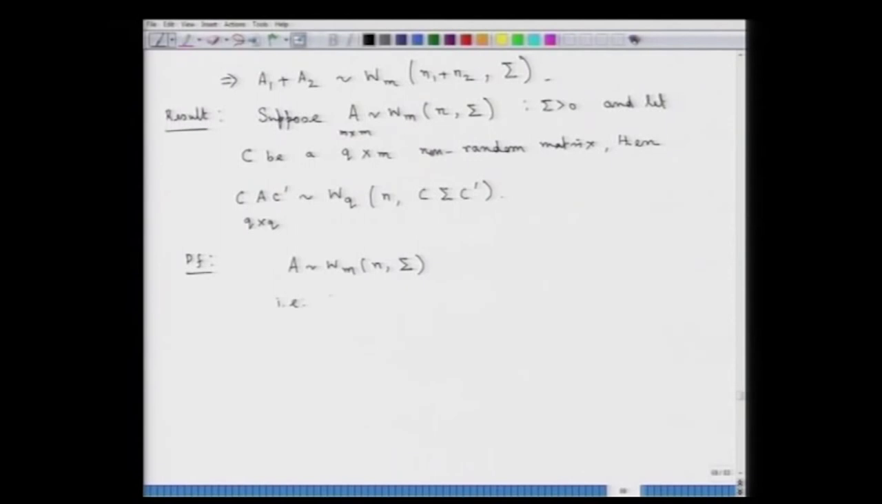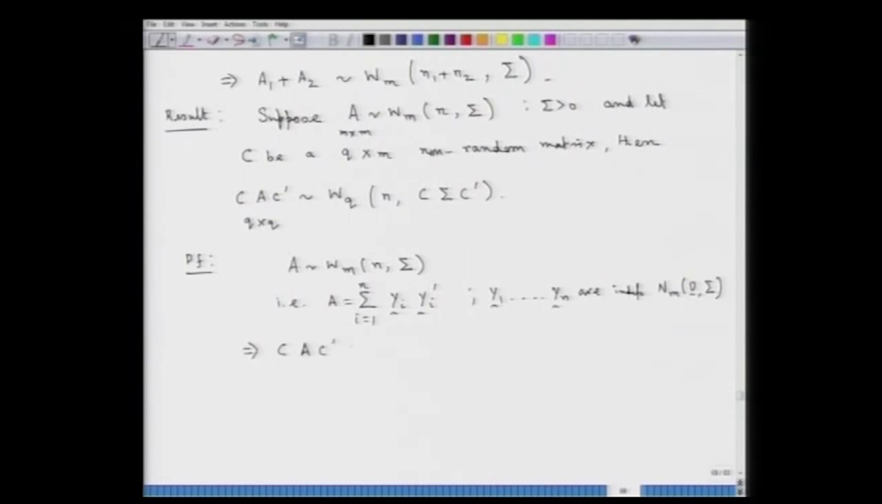That is, from the definition of Wishart distribution, A is given by summation i equal to 1 to n y_i y_i transpose, where y_1, y_2, ..., y_n are independent, identically distributed multivariate normal of dimension m with the mean vector as the null vector and the covariance matrix as sigma. Right? So, that is the definition. So, if we now look at the quantity whose distribution is desired to be obtained.